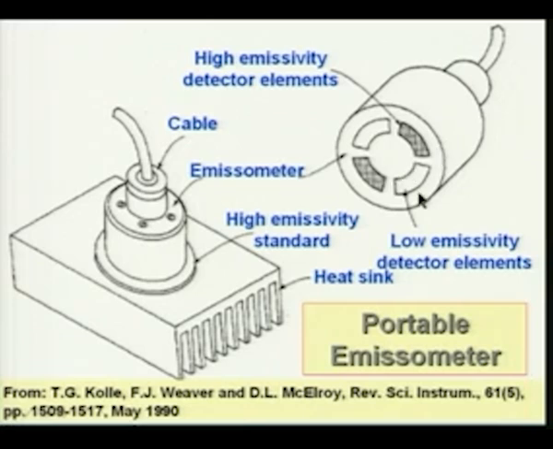Now, let us look at how this portable emissometer works. Suppose I keep the emissometer like it is shown here. I have a standard material here whose emissivity is known, and I have kept the head of the emissometer inverted down on that. Therefore, we have the low emissivity and high emissivity detector elements placed in close proximity of the surface whose emissivity I want to measure.